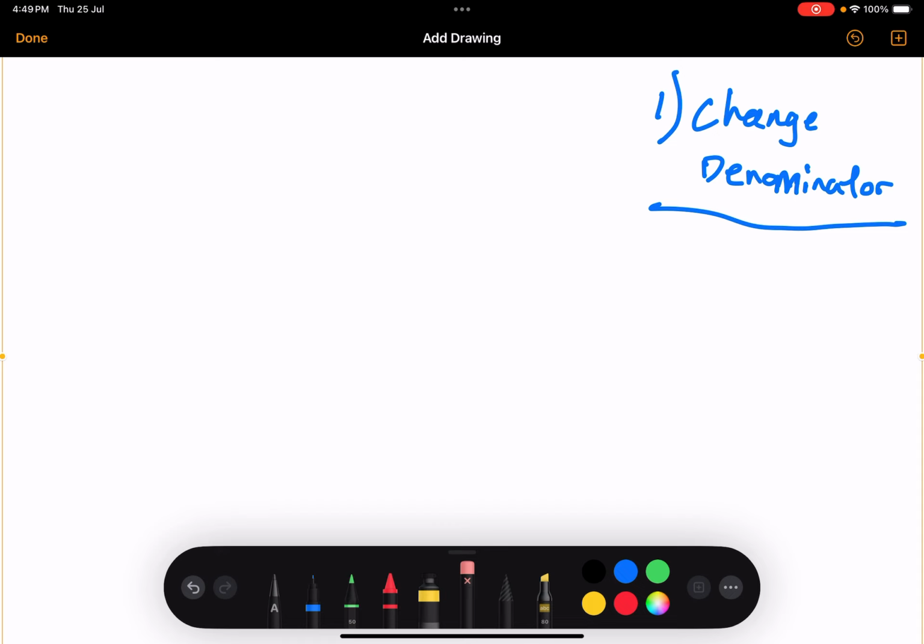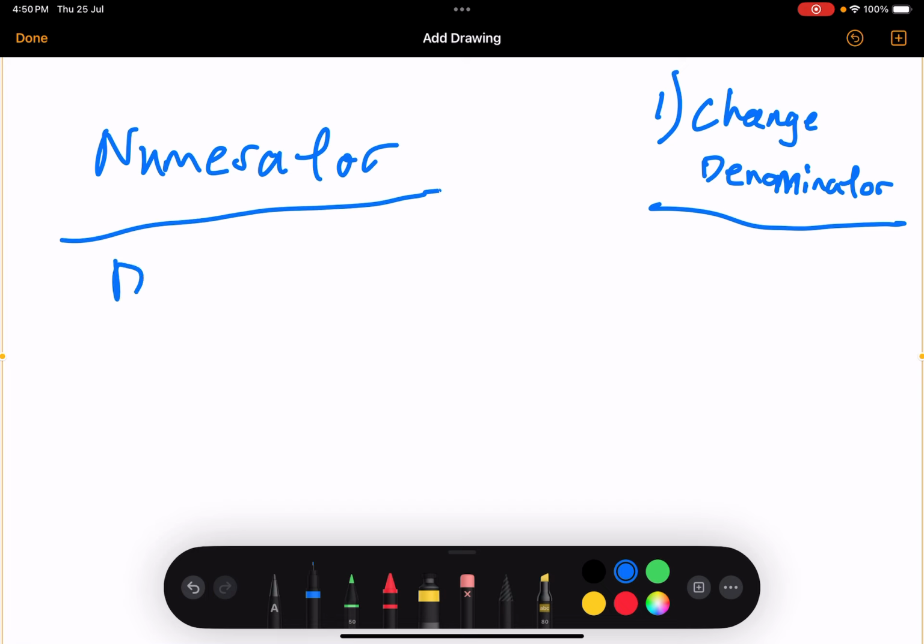Now, you may have realized that for the past 2 questions, I have said whatever you do to the bottom, you do it to the top. Now the top, you may know it as numerator. Okay? And the bottom one, you may know it as denominator. Now, the denominator is the bottom number.